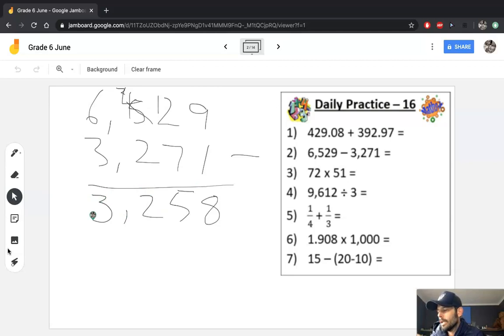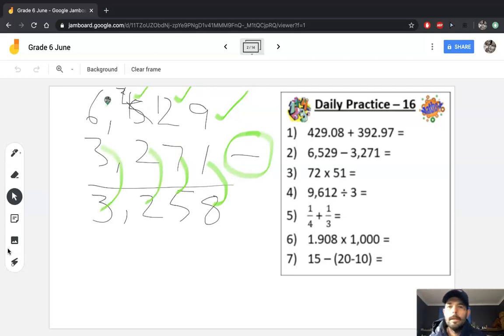And remember, the check is to go the opposite way. So 8 plus 1 is 9. And remember, we add because add is the opposite of subtract. 5 and 7 is 12. 2 and 2 is 4. 3 and 3 is 6. So happy days. I've checked. I can move on. I'm confident.